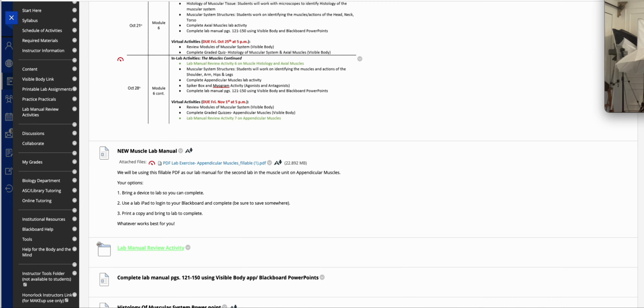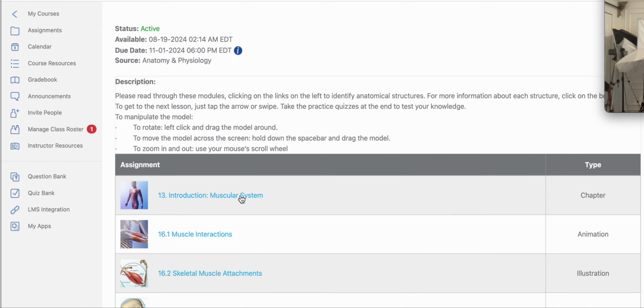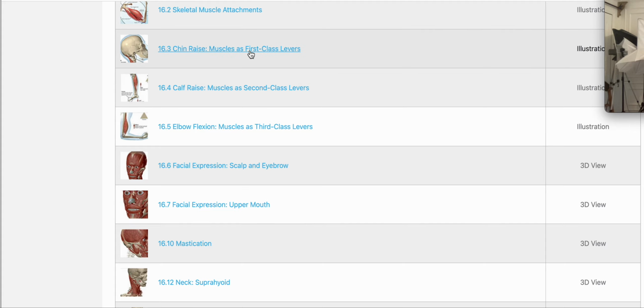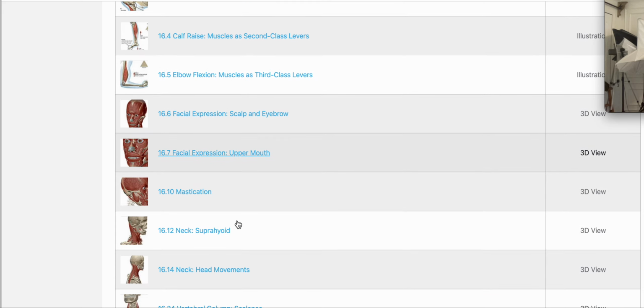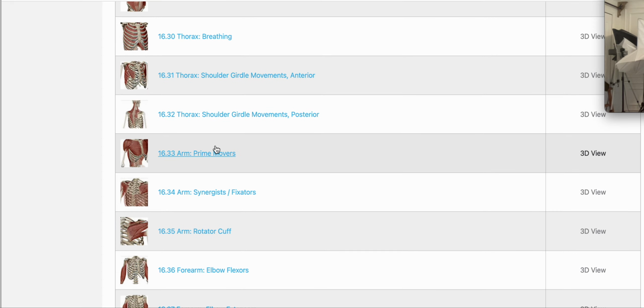I do also want to remind you that you have assigned modules on the muscular system. So if we click here, it will bring us to the muscular system, and you can click on any one of these. So if you're interested in which muscles have to do with chewing, you can just click right here. Or if you want to know what about those prime movers of the arm? Or what about synergists or the rotator cuff? You could just click right here and it will bring you right to that information, all right?